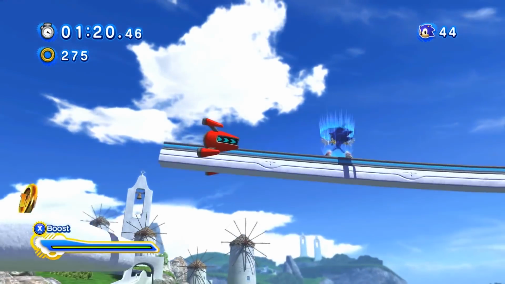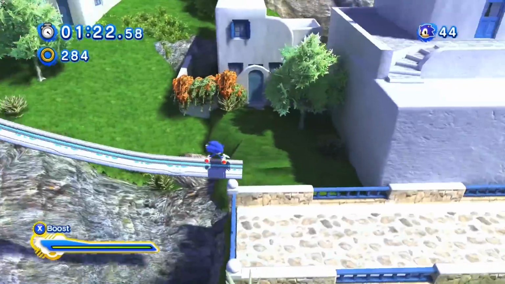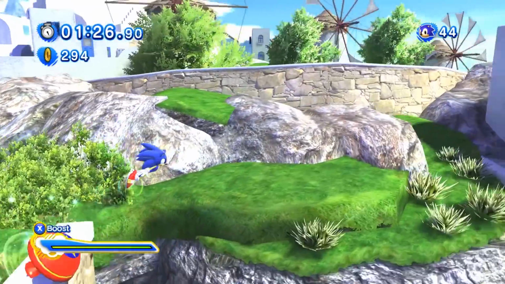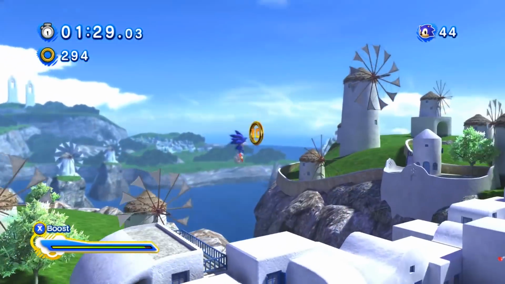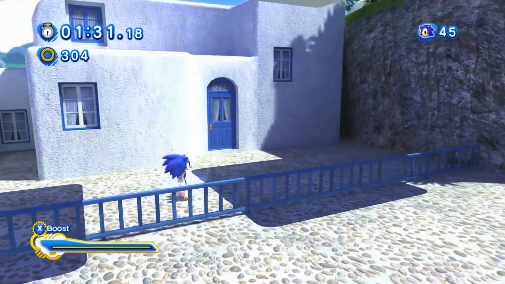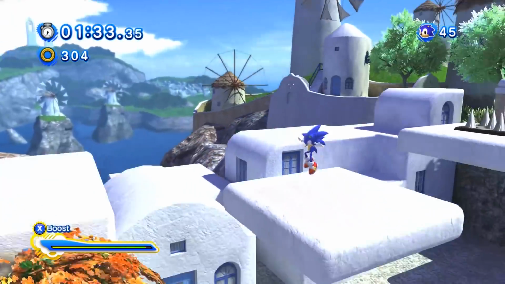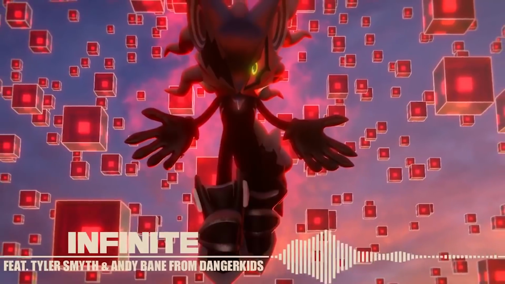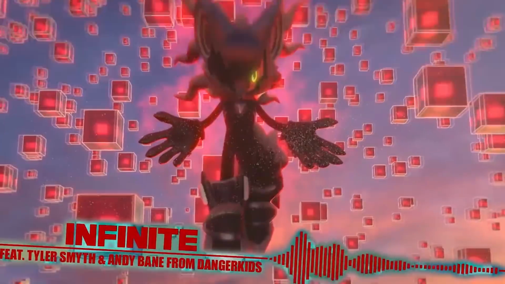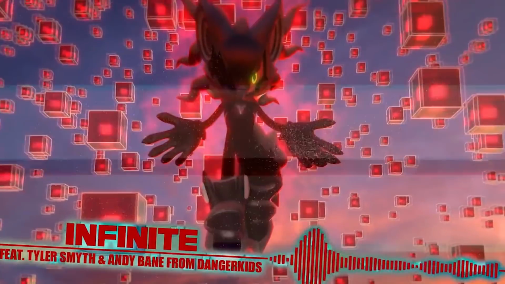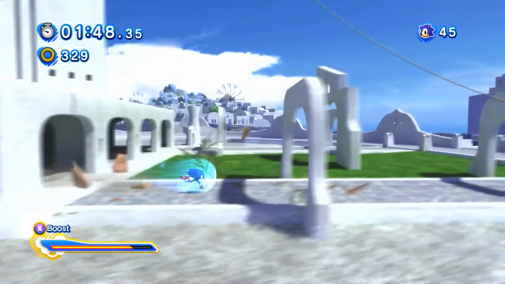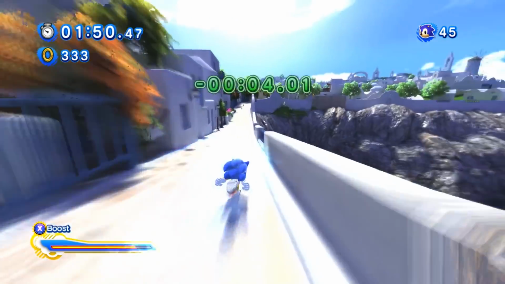So why would the Phantom Ruby make the screen look like it's broken? Why would it have a glitchy looking shine? Because it has the power to manipulate the digital world. And if you look at Infinite's theme song that the Sonic the Hedgehog YouTube channel uploaded, the music video uses these glitchy effects, which is interesting. Why would they use glitchy effects? I don't know, because Infinite has power over the digital world.